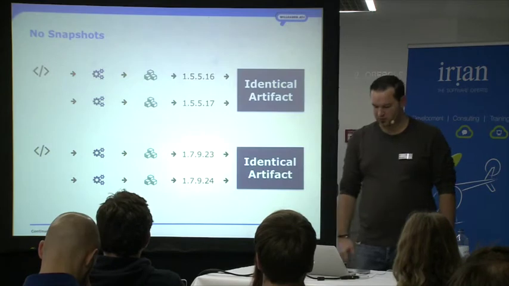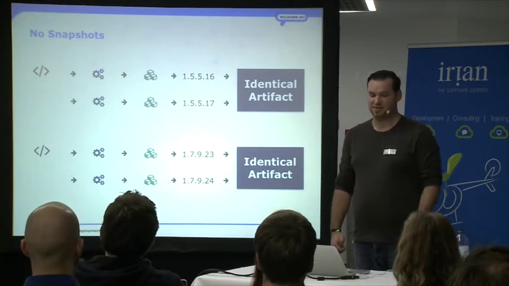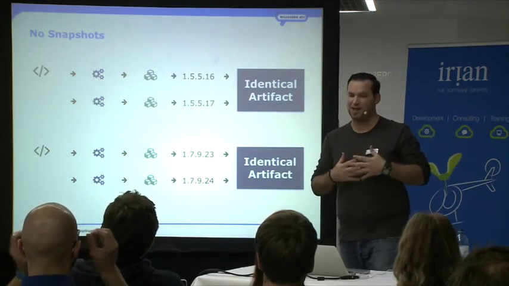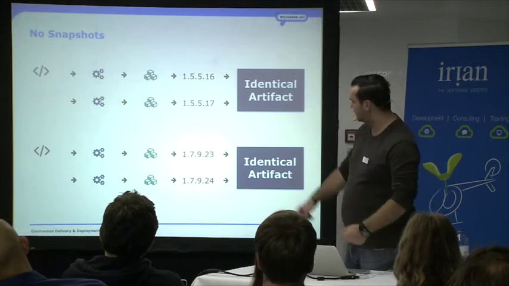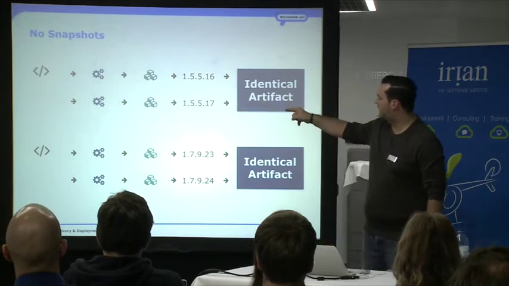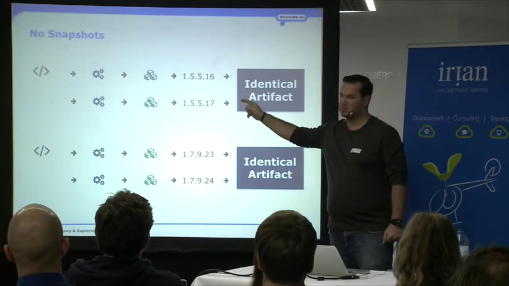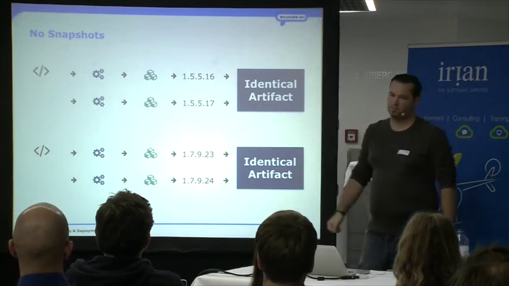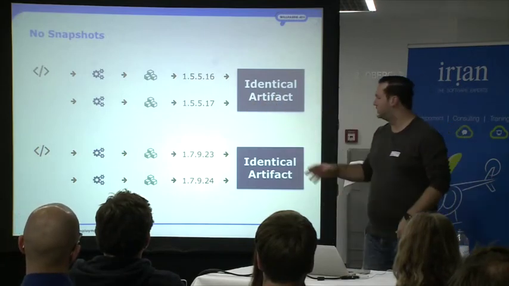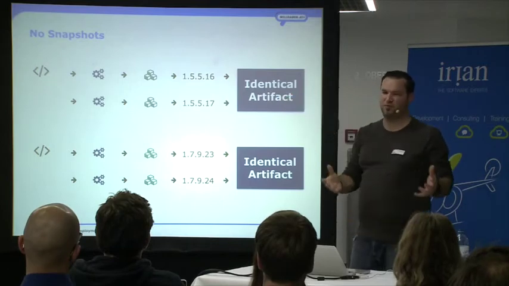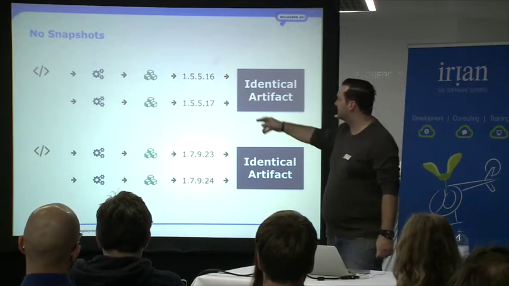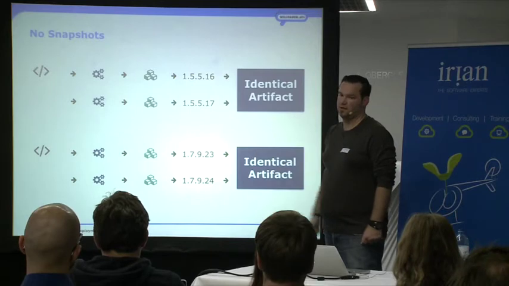No snapshot also means that if you build the same source code again, so you trigger the build two times on one source code, you get two different release versions, and you have the identical artifact. I mean, if you create a hash code over it, you might get some changes because in your POM files there are different versions. But otherwise, it should really be the identical artifact.